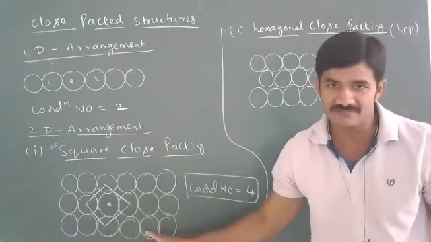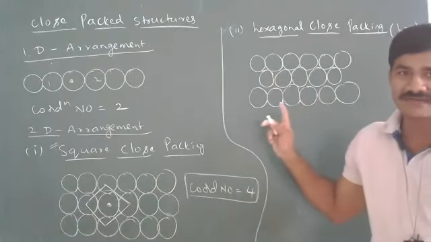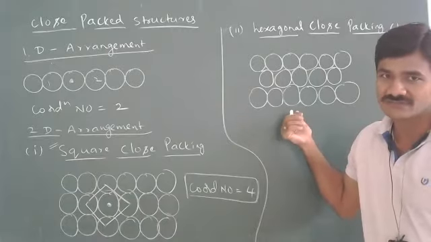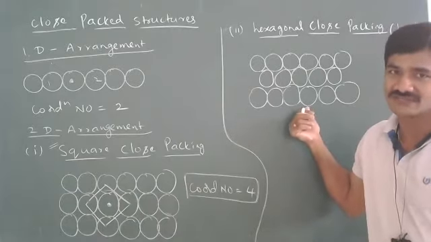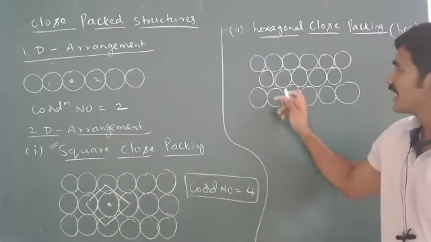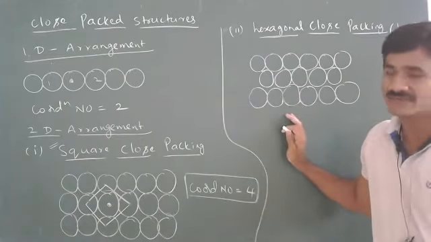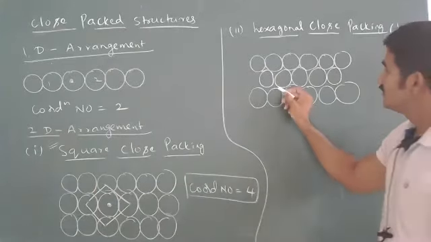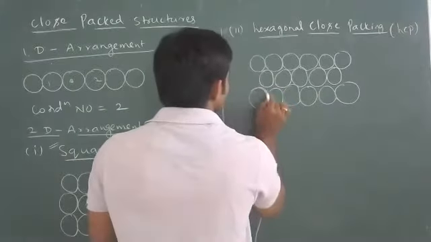Comparing to the other type of arrangement, in this arrangement the packing of atoms is effective. In this, gaps are very less. Empty space is very less compared to square close packing. So as voids are very less, this is the more effective arrangement compared to the other in 2D type of arrangement.